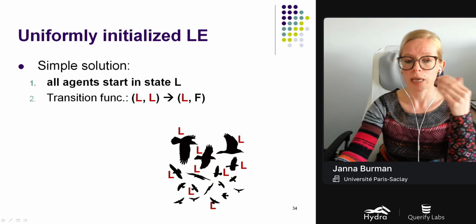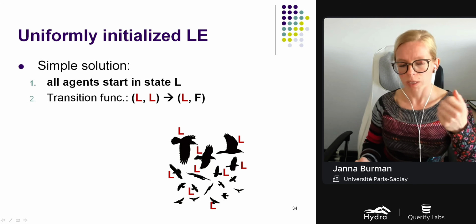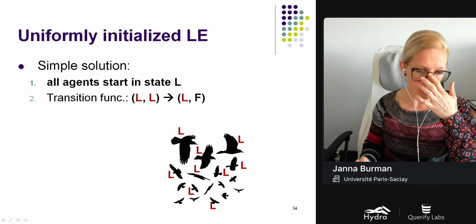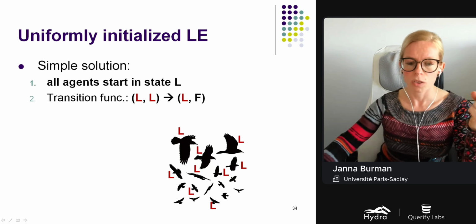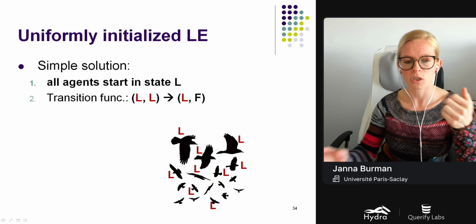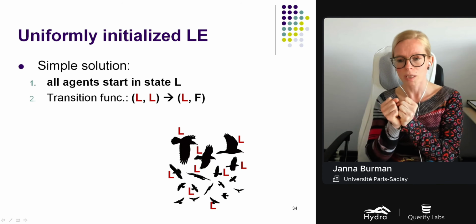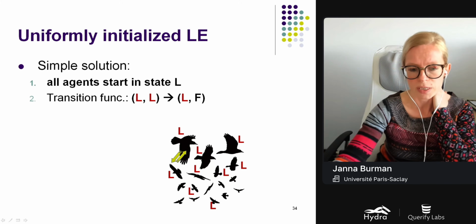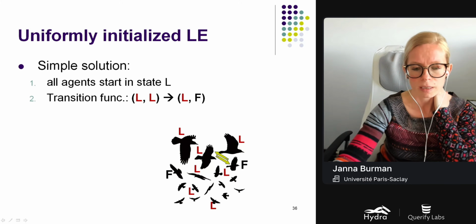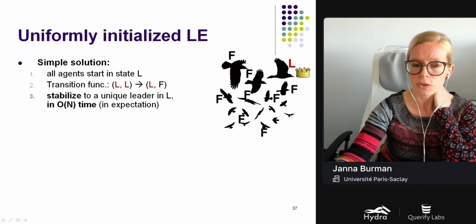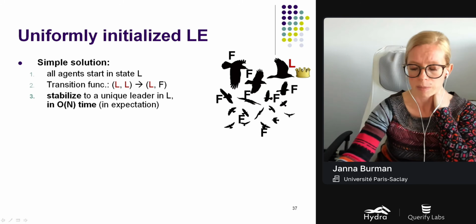If we assume that we can initialize our agents, let's say all in a leader state, we can solve this problem quite easily using a protocol having only one rule, which says that when two leaders meet, one drops off and becomes a follower. The algorithm will proceed in such a way, and we will get one leader. We can show that such a protocol will stabilize in linear time in expectation.